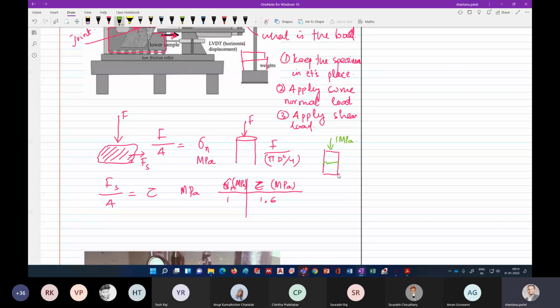Stress from the top, and we are trying to see at what value there will be a separation. That is what we are trying to find out.